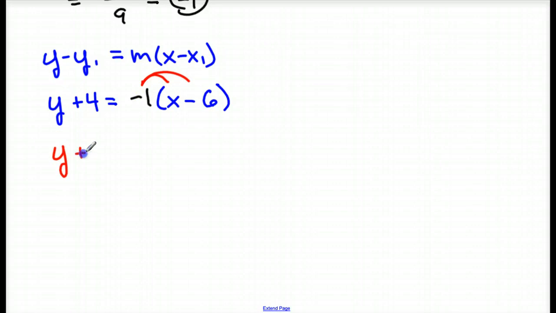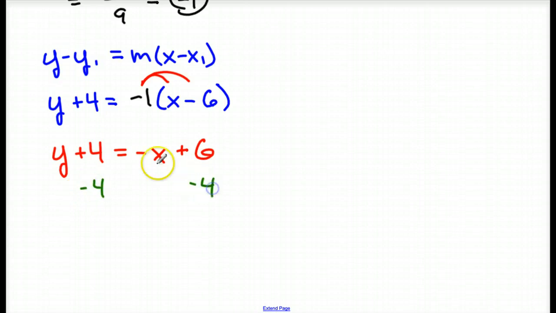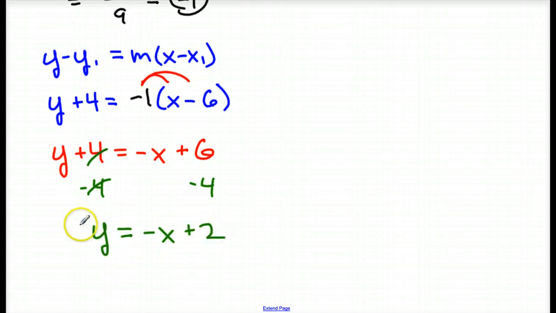That's going to give us y plus 4 equals -1x plus 6. And then we'll subtract 4 from both sides. So you get y equals -x plus 2. And that is the slope-intercept form of this equation.